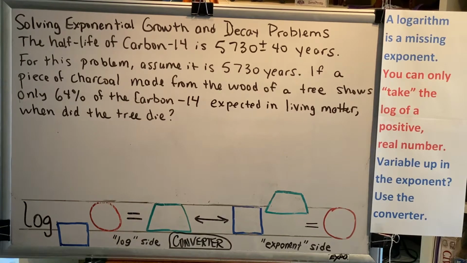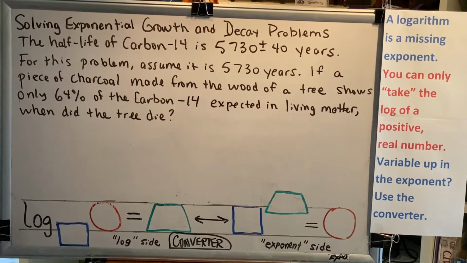The topic of this video is solving exponential growth and decay problems. Let's look at a problem. The half-life of carbon-14 is 5,730 plus or minus 40 years. For this problem, assume it is 5,730 years.